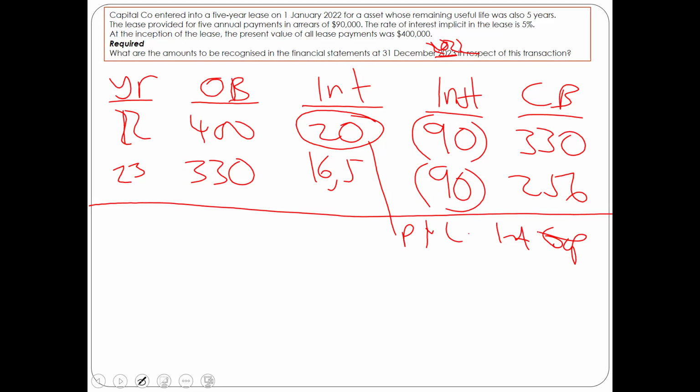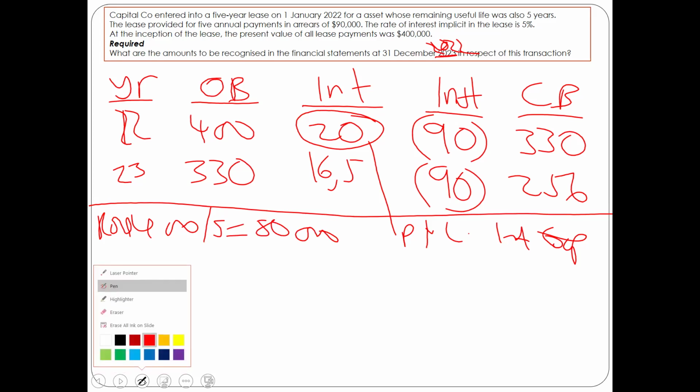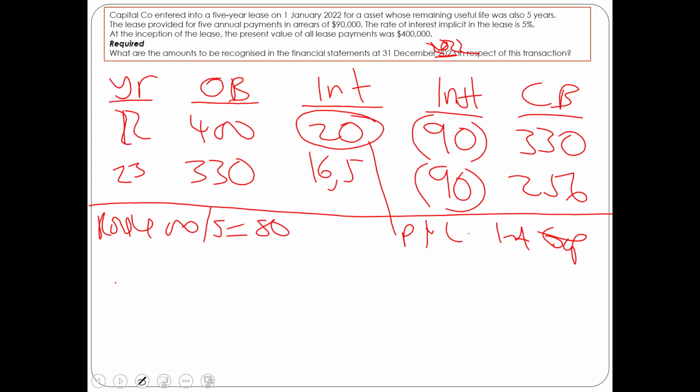All right. Then in the statement of financial position, 400,000 is the present value at inception, which means 400 also becomes the value of your right of use asset. So your right of use asset at inception is 400. We are told that the useful life is 5 years. So 400 divided by 5, you get 80,000. For simplicity, since we have been removing zeros, let's remove this. So your depreciation charge is 80 for the year to 31 December 2022.